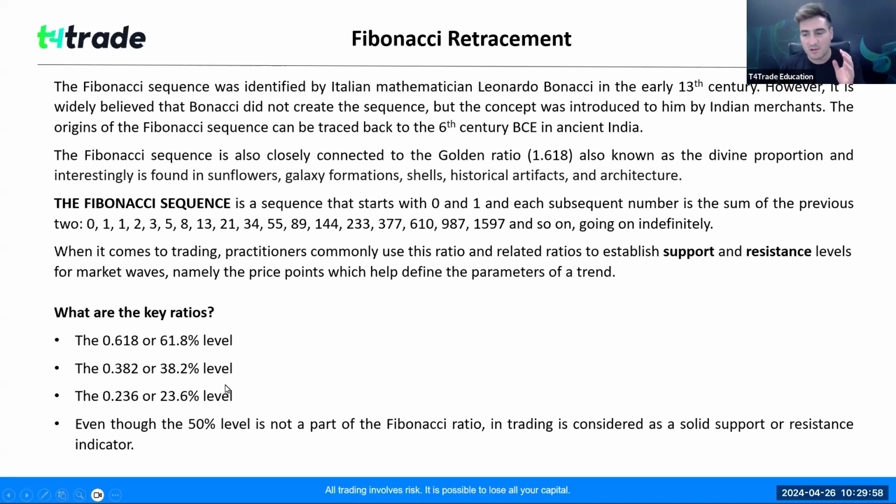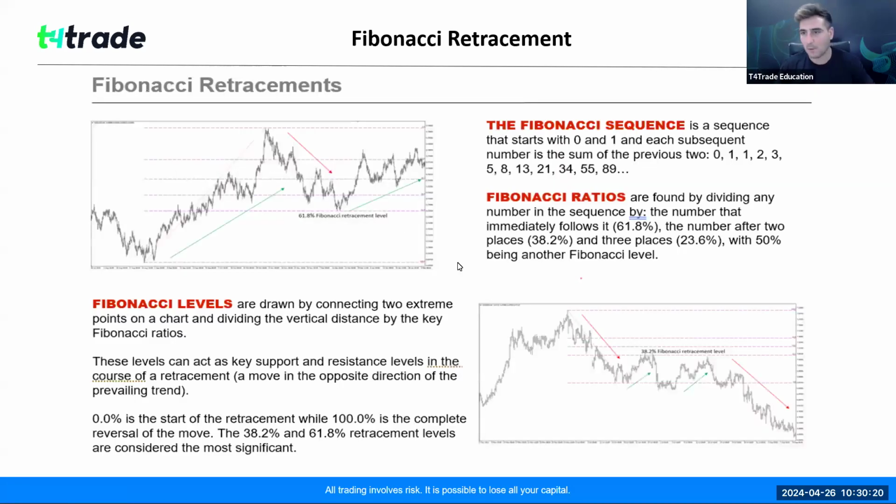Again, the key levels are 61.8, 38.2, 23.6, and the 50. You can also add the 78.2. There are many of them. The most significant, in the eyes of market participants or technical analysts, are the 61.8 and the 38.2. We're going to see why. So, Fibonacci retracement: we mentioned what the sequence is. It starts with 0 and 1, and you add the previous number to the one in front of you, and you get a new one. We mentioned the Fibonacci ratios: 61.8, 38.2, 23.6.